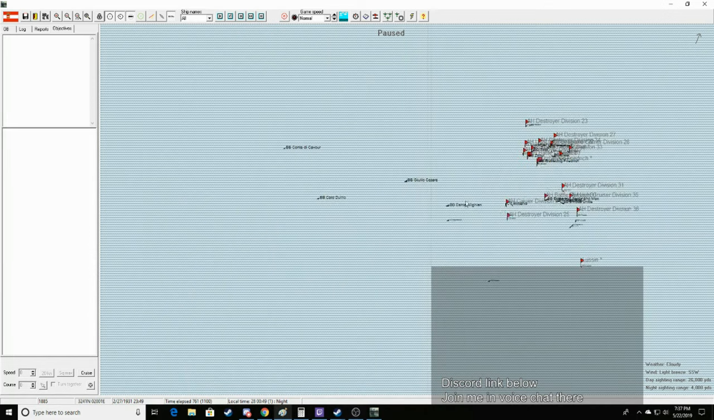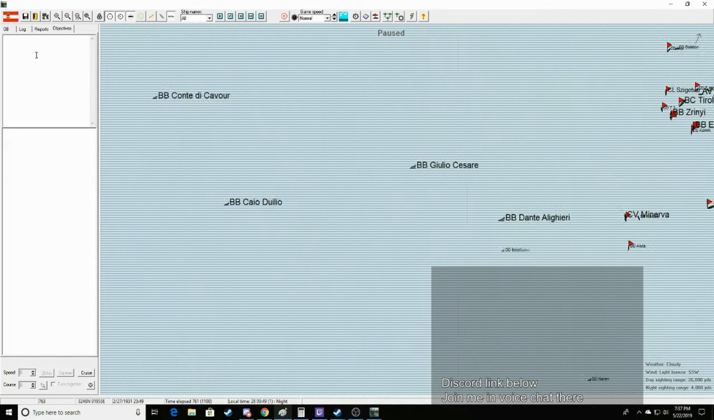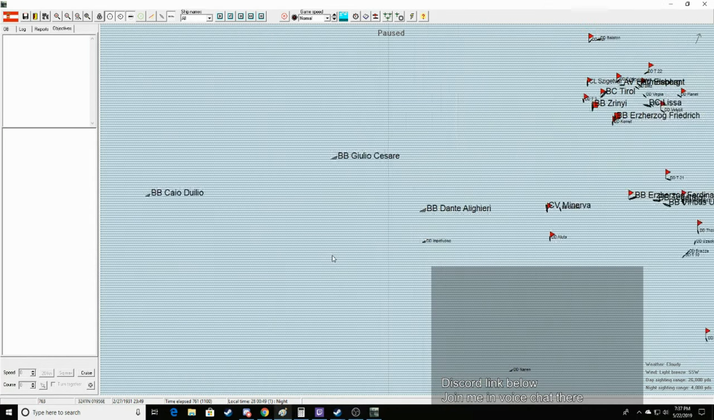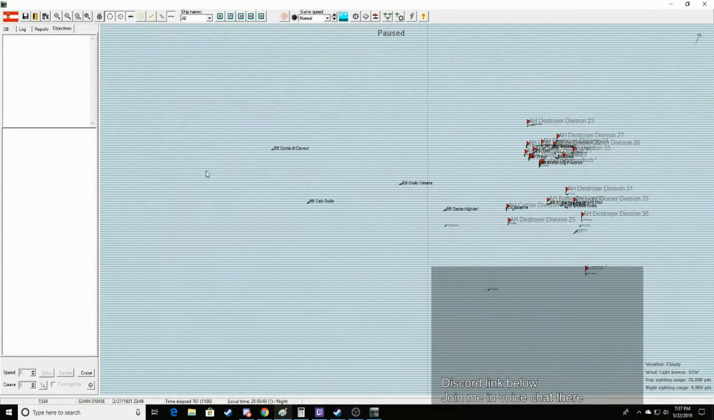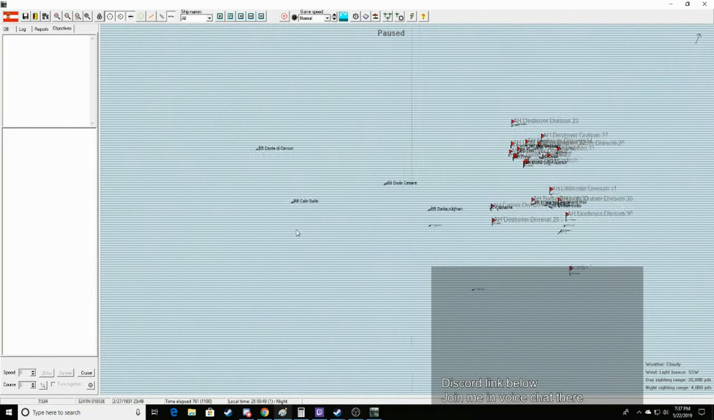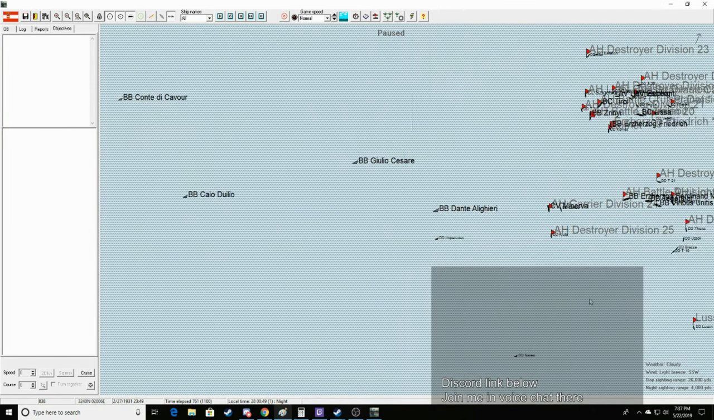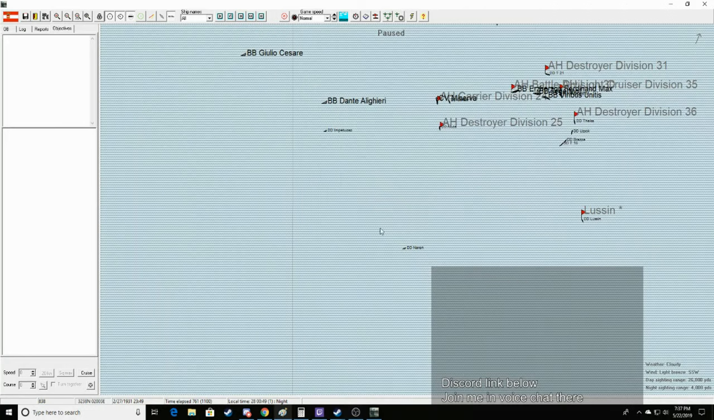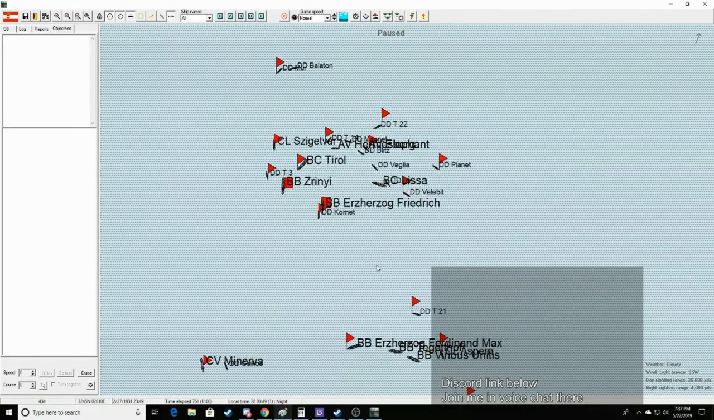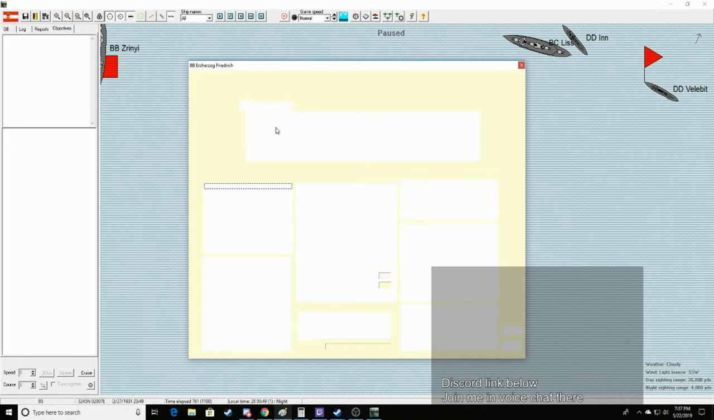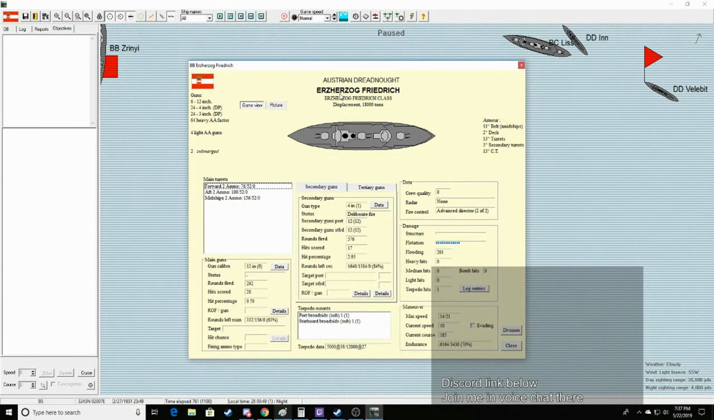Now, good news is, for whatever reason, the game has shown us the names of all of the currently sunk ships. So, we know for certain now that we sank four battleships. And then that destroyer, that was one of our destroyers. On the other hand, we have some bad news, and that is that Erzherzog Friedrich is dead.